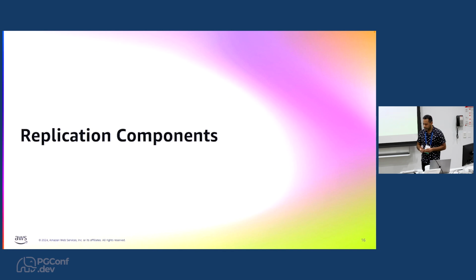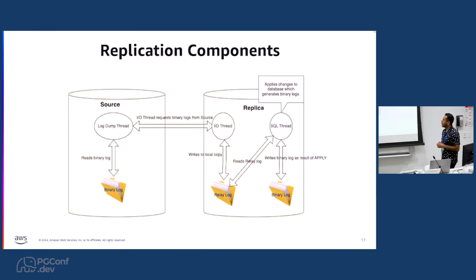Cool. So we just looked at the binary log. Next, I want to talk about how the binary log is actually used for replication. So here I'm drawing a source and a replica. There are actually 3 important threads in MySQL replication. On the source, you have a log dump thread. Its job is to send binary logs to the replica.